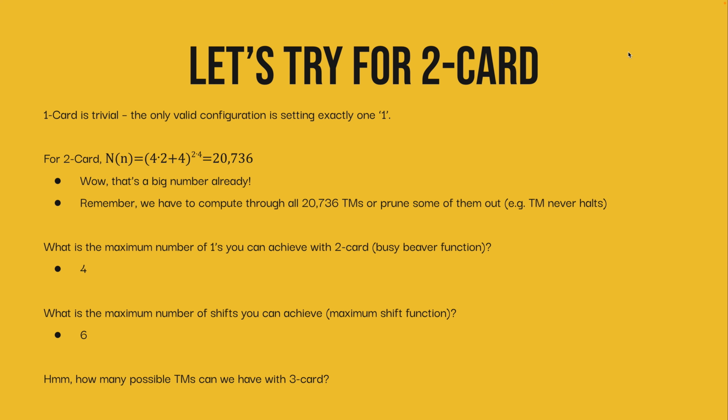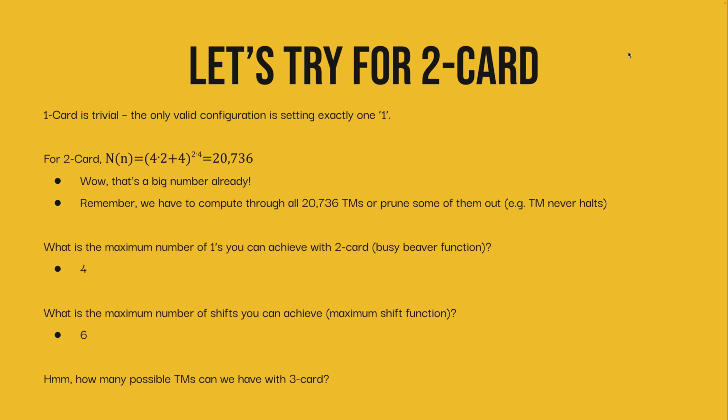Now let's try some calculations for a 2-card Busy Beaver. If you might remember, the solution for 1 card is pretty trivial. The only valid configuration is setting exactly one 1, either to the left or to the right. It's trivially obvious to the casual observer that looping forever to the left or right results in a never halting Turing machine, and we can disregard that for the Busy Beaver problem.